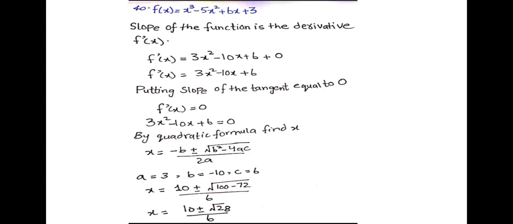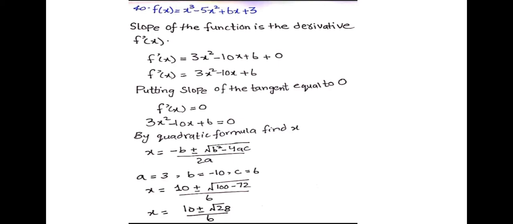So similarly in this case our function is different from the previous question, but we have to find the same things in this question also. So first of all we take the derivative of that function, which is 3x² - 10x + 6, and then we equate the derivative to 0.